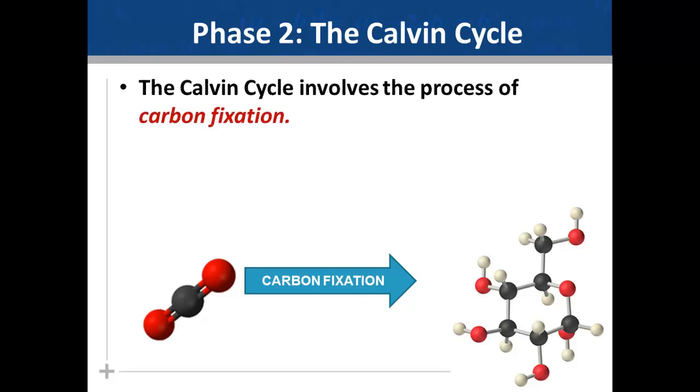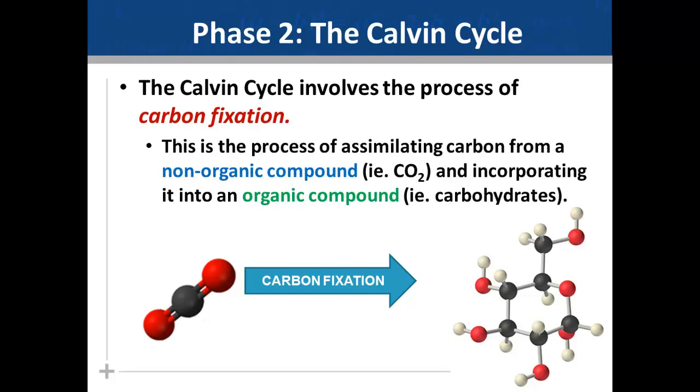So the Calvin cycle involves a process that's called carbon fixation. And carbon fixation is a term you definitely want to be familiar with. It's the process of assimilating, or taking up and making part, carbon from a non-organic compound, like carbon dioxide. We discussed in the first module that to be organic, you must have both carbon and hydrogen. Carbon dioxide does not fit the bill. It's a non-organic compound. And then incorporating it into an organic compound, like a carbohydrate.